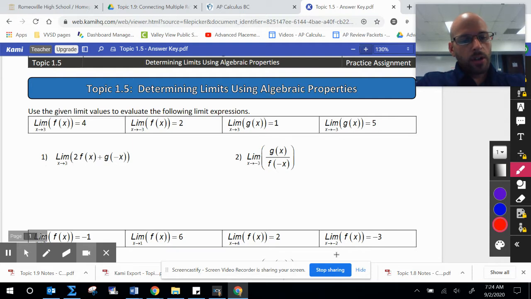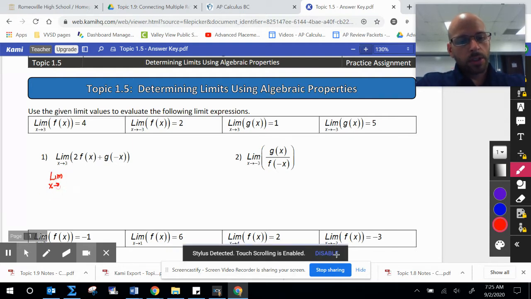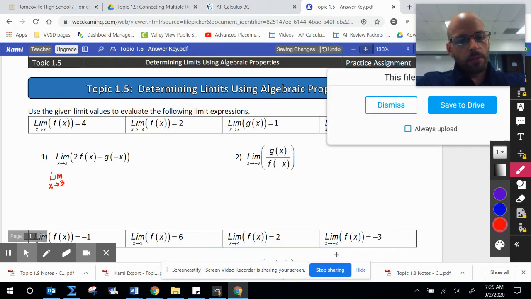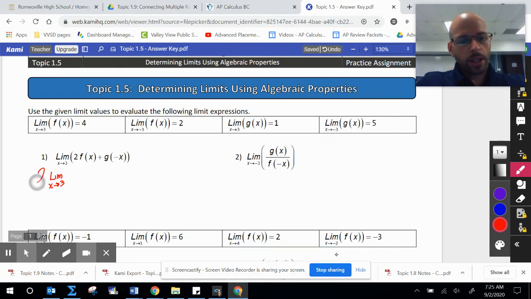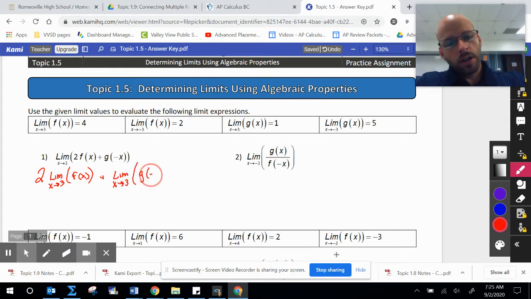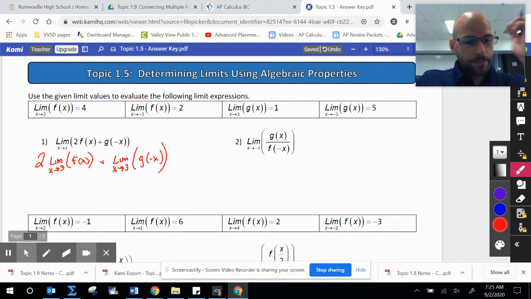So I'm going to start with the limit as x approaches 3 of, now because I have a coefficient, I can take a 2 out front of f of x plus the limit as x approaches 3 of g of negative x. Now, I cannot take that negative outside of the g, so that's got to stay there. I can only take it out if it's a coefficient in front of the function, not in front of the argument.